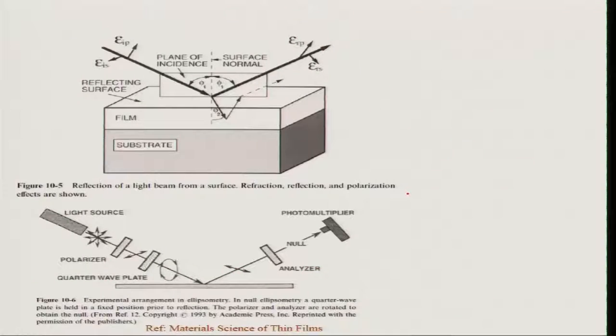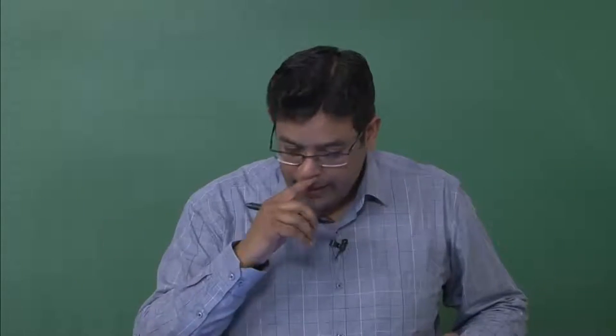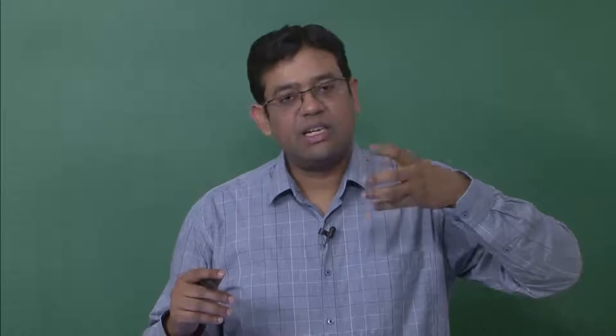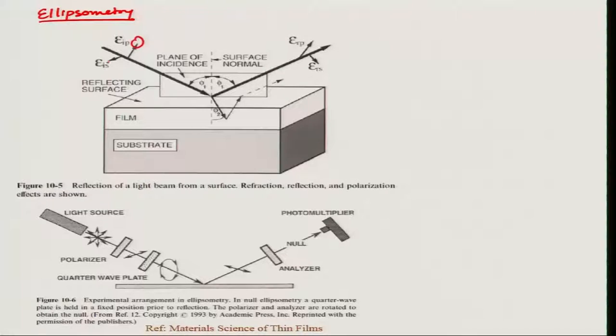Next is ellipsometry. Now, ellipsometric techniques are based on the principle that when a polarized light is reflected from the surface, it changes its polarization and the phase. A polarized, circularly polarized, or non-polarized light will have both perpendicular and parallel components of the electric field incident onto the surface. When it is reflected, the ratio of perpendicular and in plane electric fields will change, and their phase will also change differently.